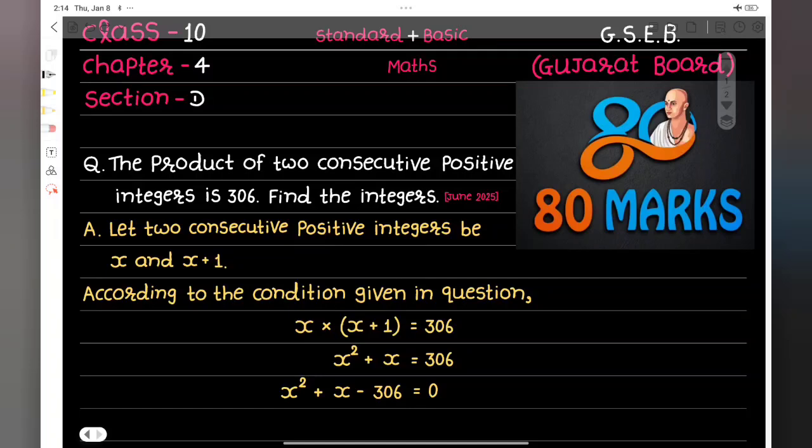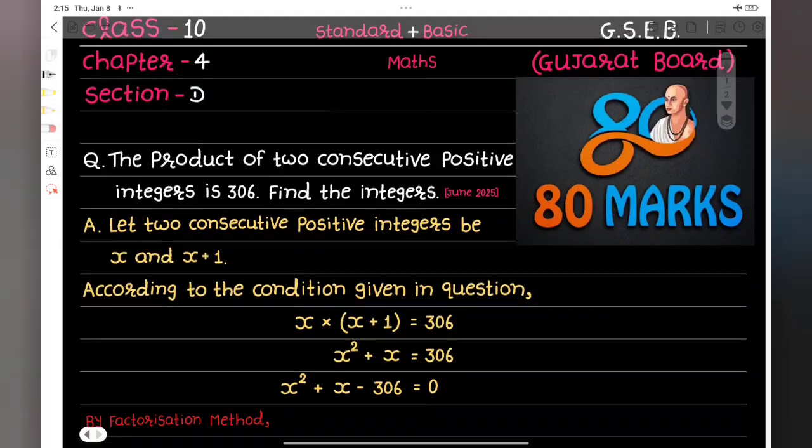As we know that the formation of quadratic equation is ax square plus bx plus c. This quadratic equation can be solved by two methods. First one factorization and second one quadratic formula. We are starting with the first one, factorization method.